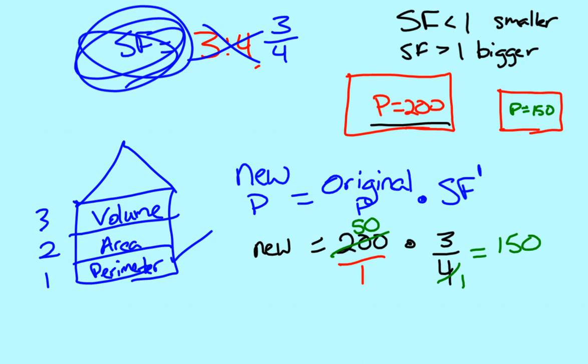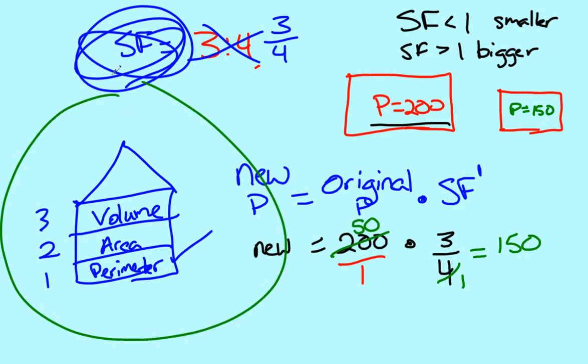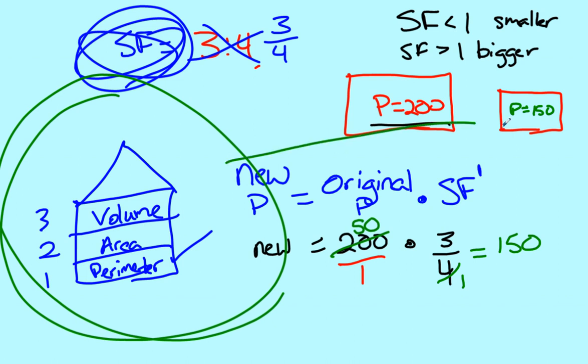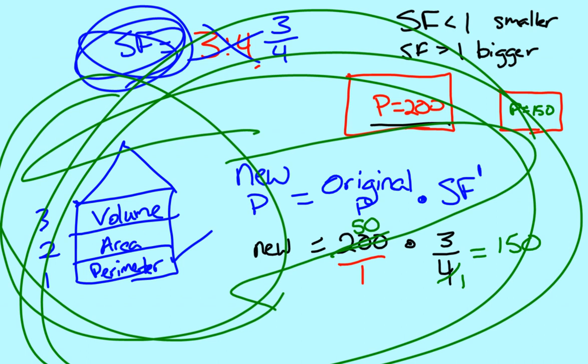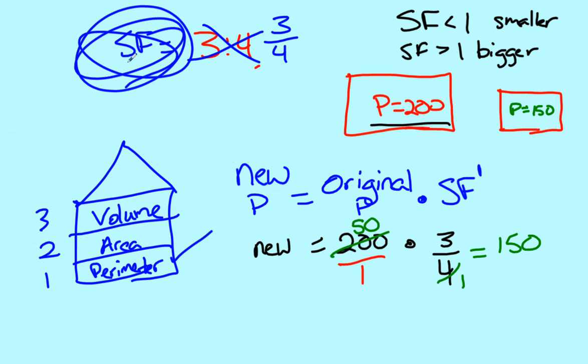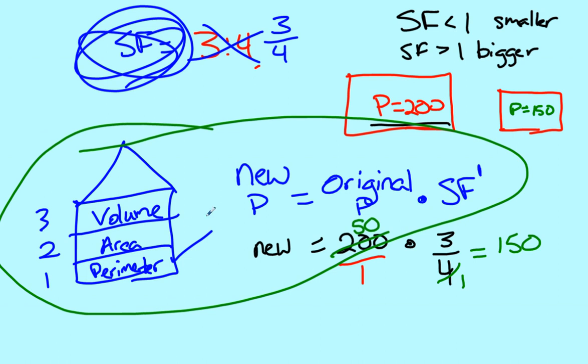So for these scale factor ones, remember your house, because you have to remember it. And you also have to remember this part here. So this whole thing is kind of important, sort of makes me wonder why I drew all over it. This is not on your chart, so you have to remember this: new is original times scale factor to the number of dimensions. Okay, so let's look at another one.